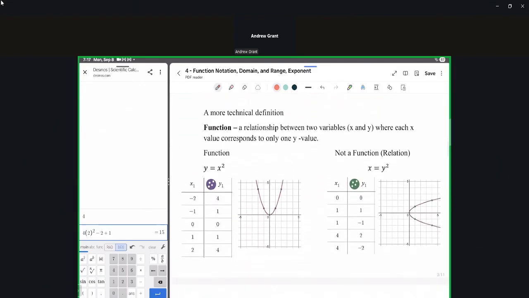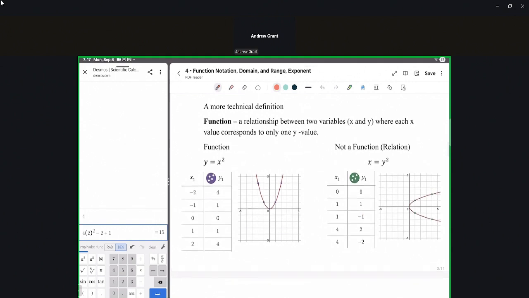There's a more technical definition that we're going to talk about briefly. A function, by definition, is a relationship between two variables, in our case, x and y. It can actually extend to more dimensions, but for now, we'll just consider two variables, where each x value goes to only one y value, which sounds like something we've always been doing, but which is fair, but not always true. So let's have a look at two examples that are similarly related.